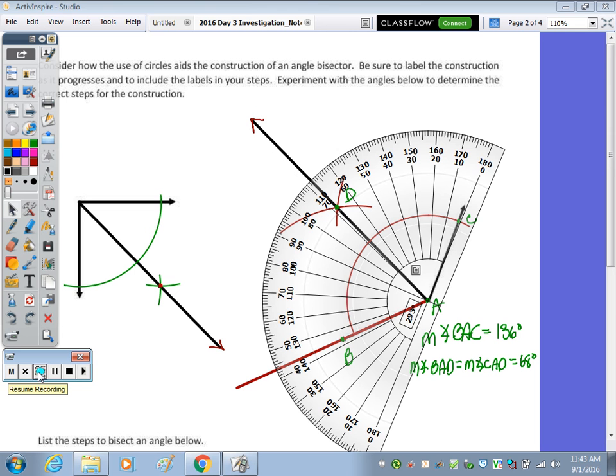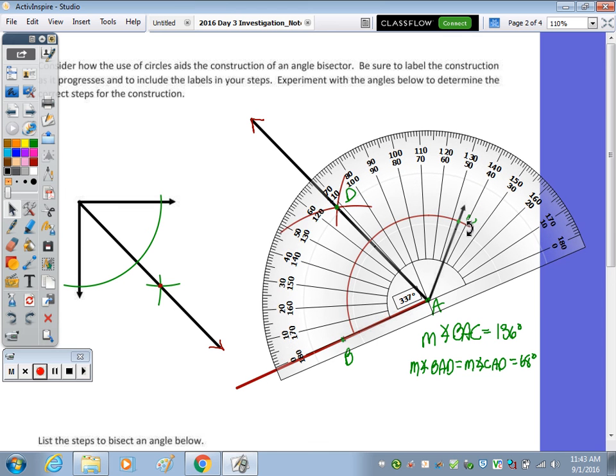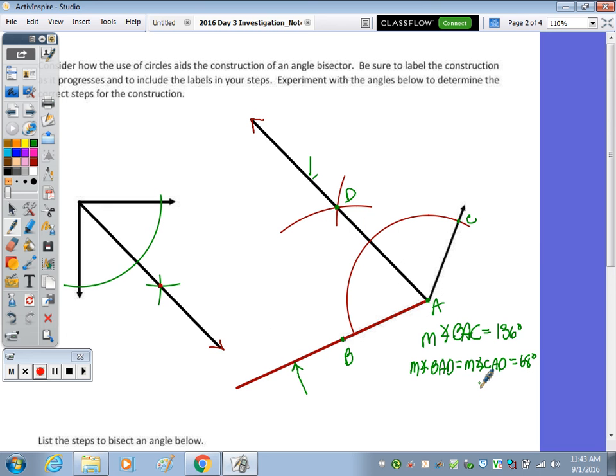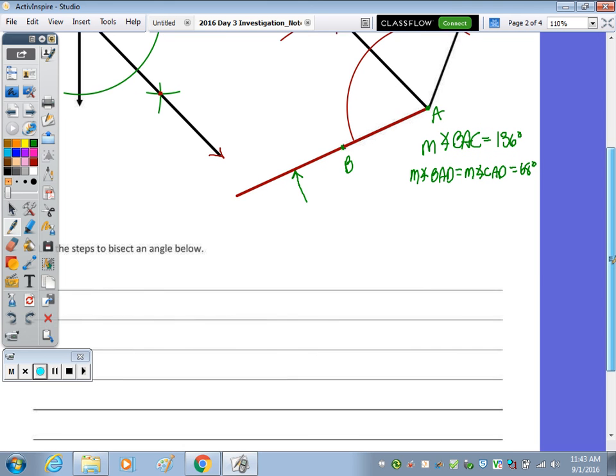Okay. To measure, I'm going to line this up with the ray that I've extended. I don't need to extend because it's long already. Starting here at zero, I'm going over, and right here it is: 68 degrees. So we are correct in our measurement. The protractor is a tool we use to measure angles, not in our construction. Now to list the steps.